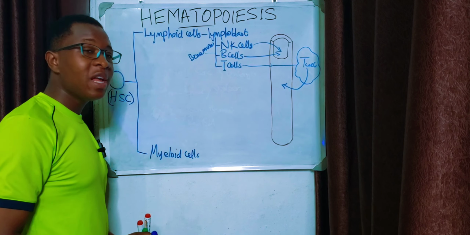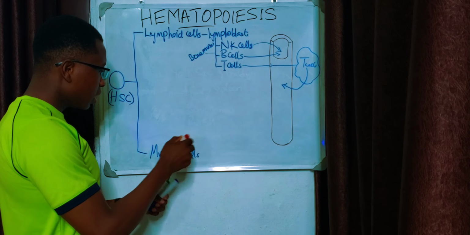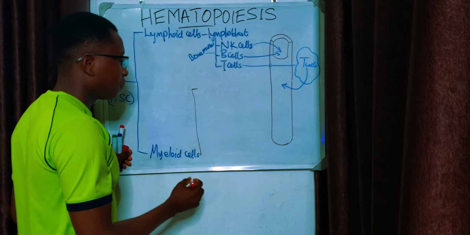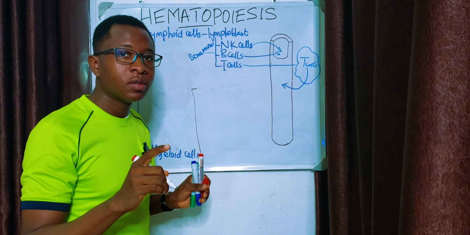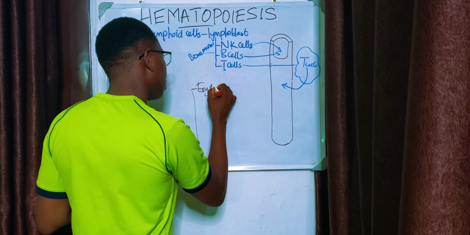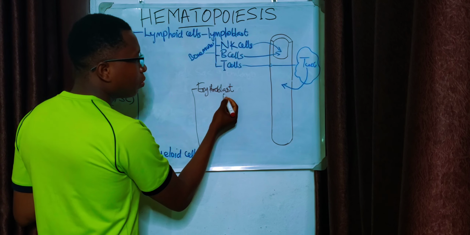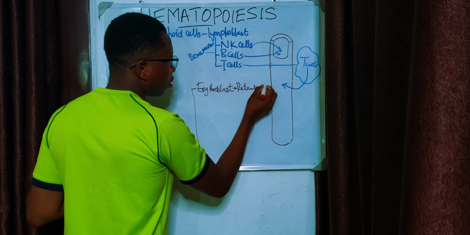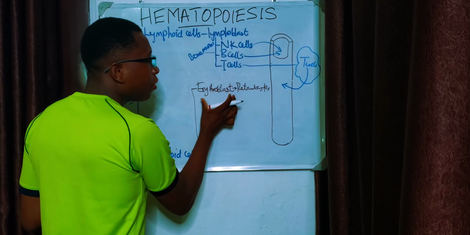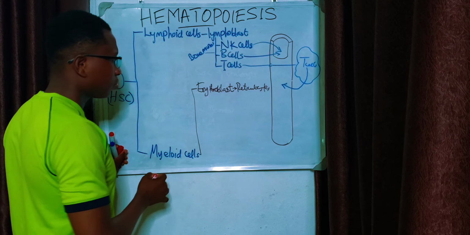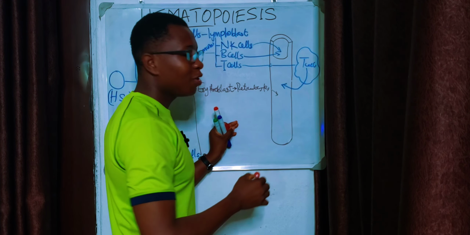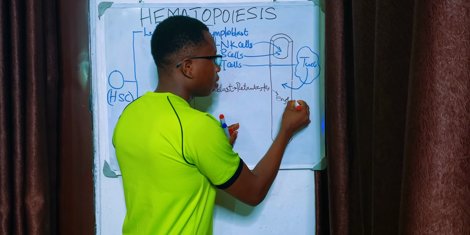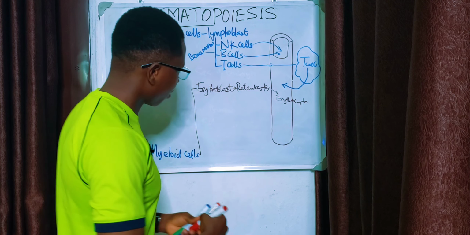Now let's go into the myeloid cells. A couple of things happen in the myeloid cells. The myeloid cells can form a type of cell known as the erythroblast. The erythroblast will form the reticulocytes. Now the reticulocyte is thrown into the bloodstream. After 2 or 3 days, it matures to form the erythrocyte, which are the mature red blood cells. Okay, now that is that.